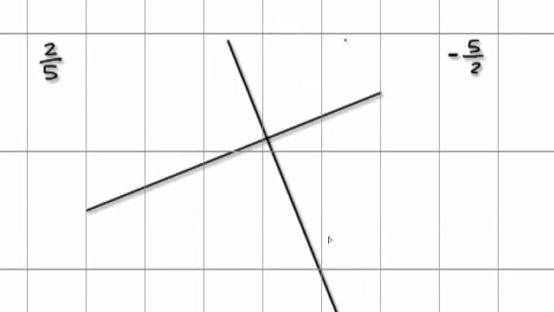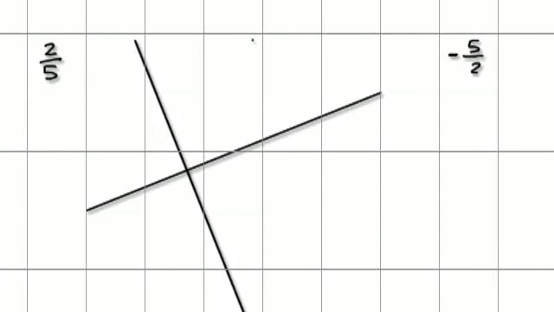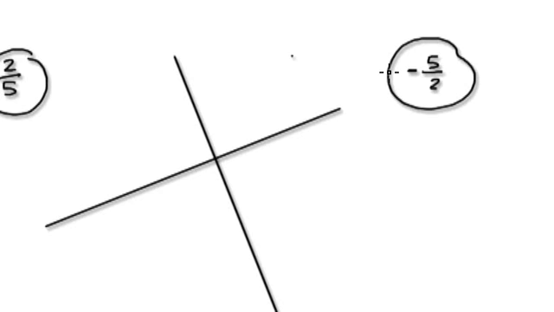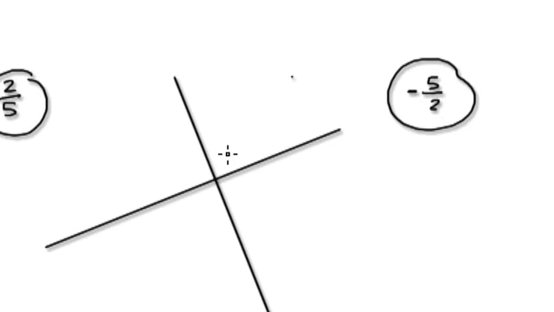So no matter where you move it, it will always be at 90 degrees. Look, 90 degrees, 90 degrees, 90 degrees. So the point is that once you have a gradient, if you take the negative reciprocal, if that makes sense, then you get a perpendicular line to your original line.